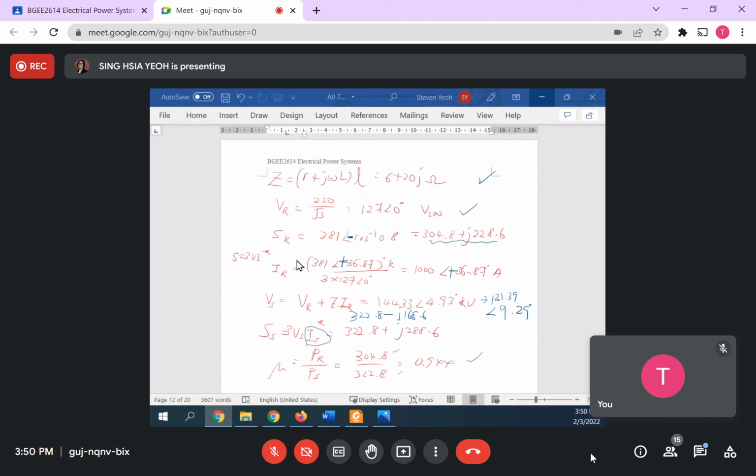About this, there are actually 3 formulas that are different. If you use line to neutral or line to line, then you have different formulas.